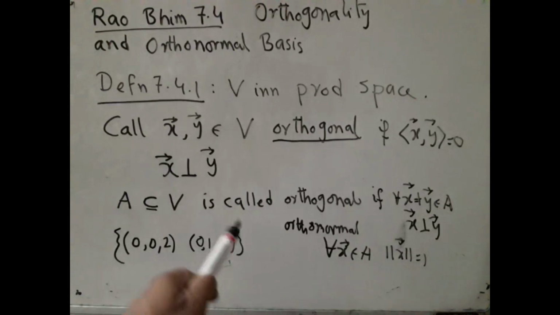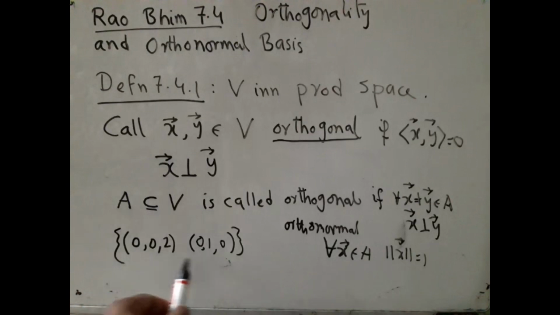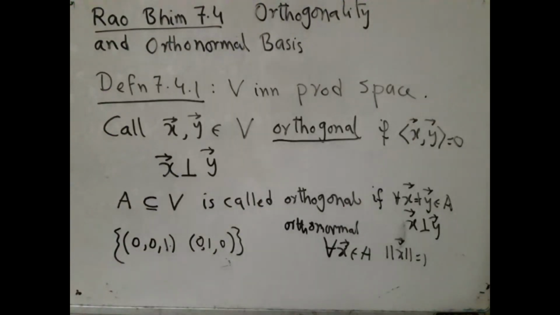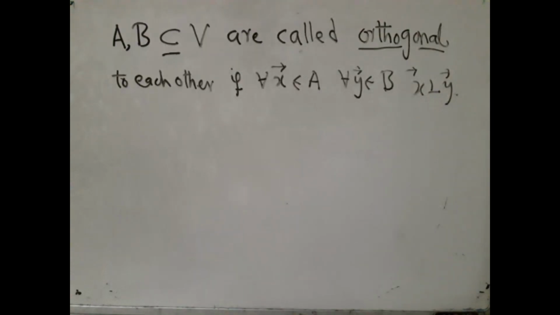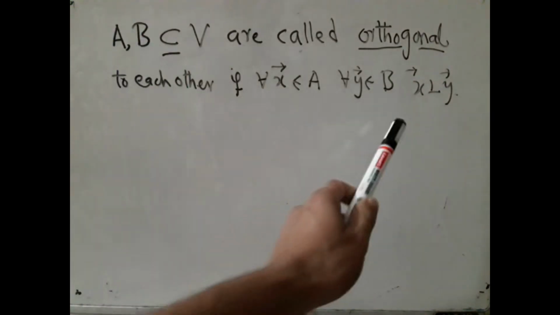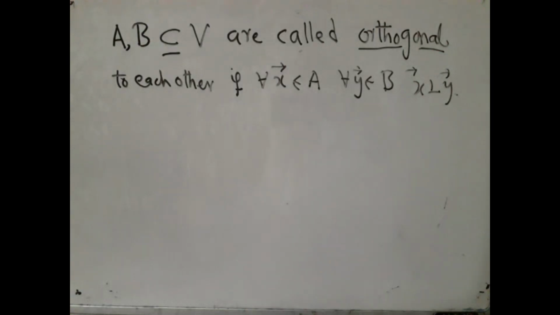For example, this set is an orthogonal set because if I take the inner product of these two, I will get 0. It is not an orthonormal set because its length is not 1. Here I am assuming the usual inner product, the dot product. If, however, I make this equal to 1, then it is also an orthonormal set. Two subsets A and B of V are called orthogonal if whenever you pick any x in A and any y in B, they are orthogonal to each other.